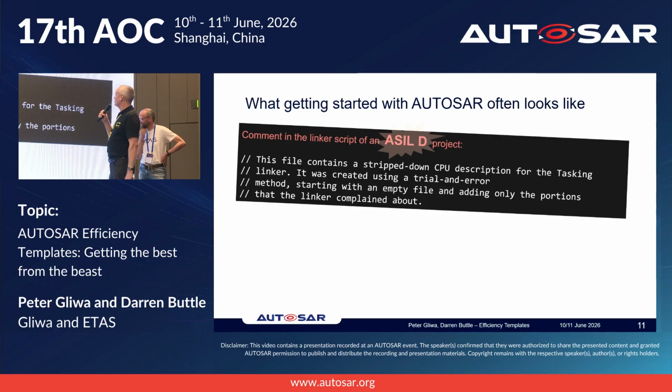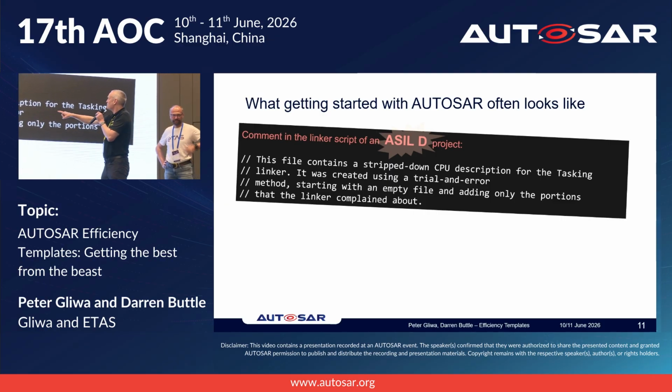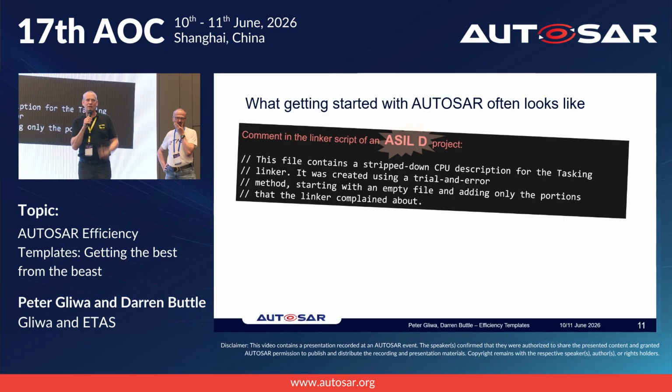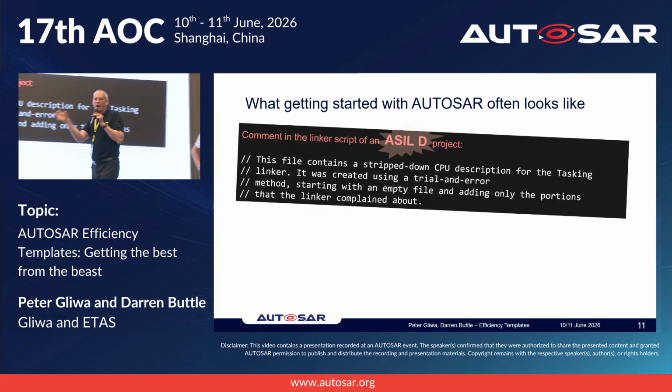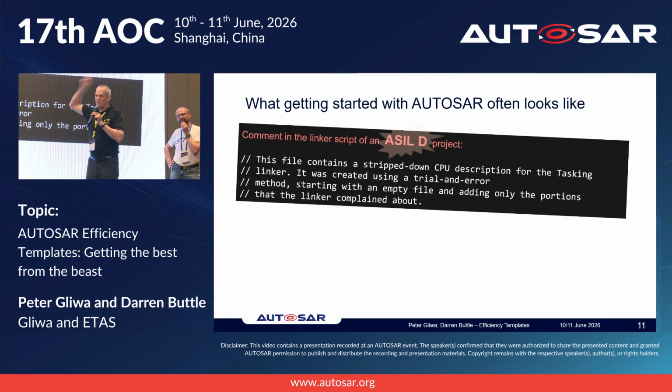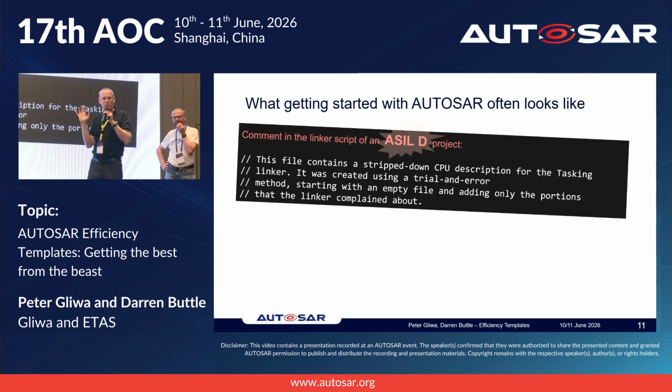So this file contains a stripped down CPU description for a tasking linker. It's also not a tasking problem, right? Definitely not. It was created using a trial and error method, starting with an empty file and adding only the portions that the linker complained about. So they took some demo application and then a big hammer, and then they smashed it on that application until it kind of did what they thought it should be doing, and then called it, okay, this is the basis now for our ASIL D application.